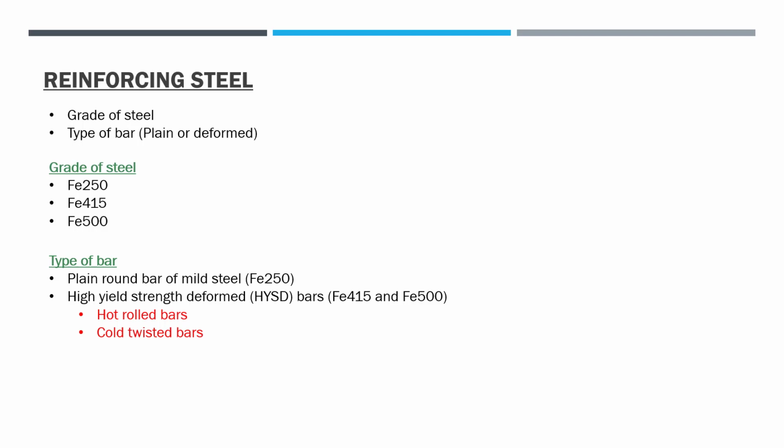Under the HYSD bars section, we have two types of bars. One is hot rolled bars and the other one is cold twisted bars, which are commonly known as Tor steel. Other properties of steel and its stress-strain relationship are very well known to everyone, and hence I am not covering that in this lecture. However, if you want a detailed explanation on the stress-strain relationship of reinforcing steel, please write to me on the mail ID given in the description box.